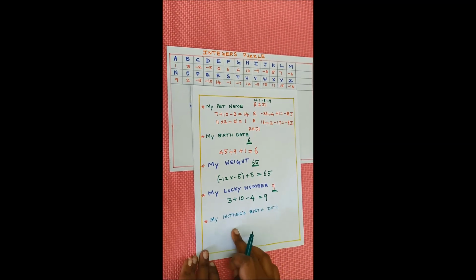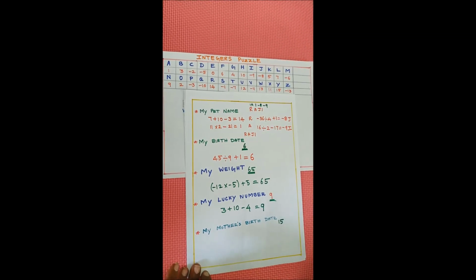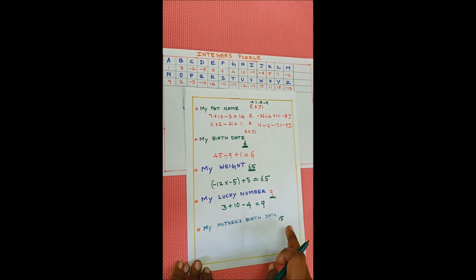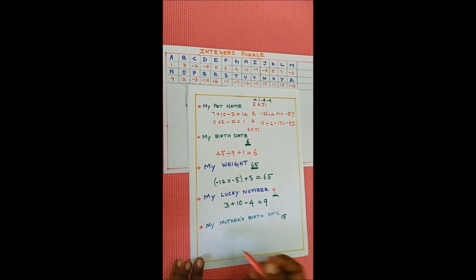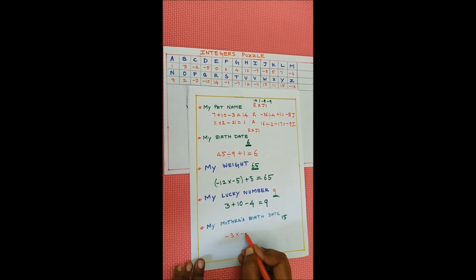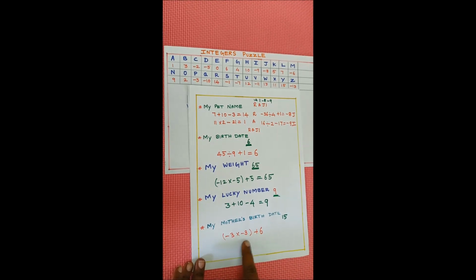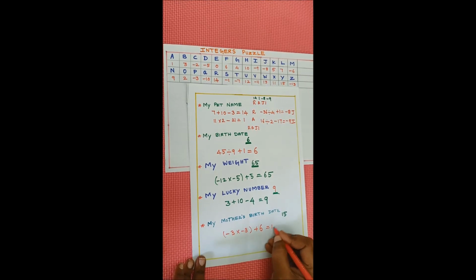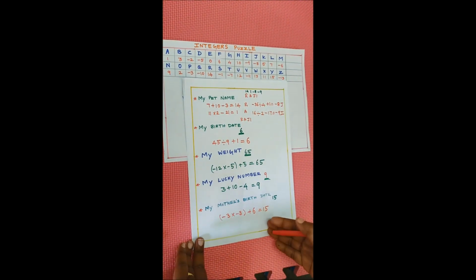Yes. Now my mother's birth date. My mother's birth date is 15. Only the date, no need of month and year, just the birth date. I have to express 15 as an expression using integers and the mathematical operations. So how can we express it? Minus 3 into minus 3 plus 6. Check once, minus into minus will become plus. 3 3s are 9. 9 plus 6 will give you the answer 15. See, using integers, I expressed myself here.